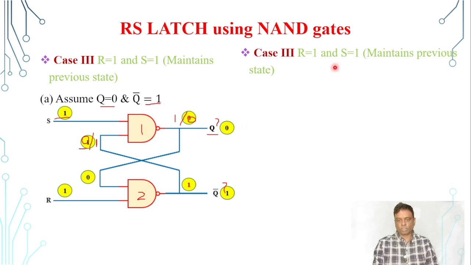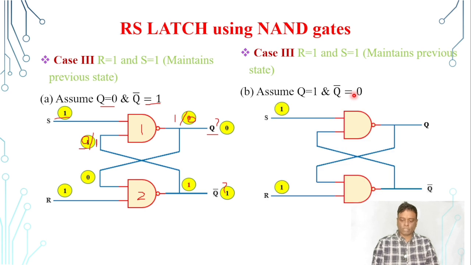Similarly, we are assuming now Q equal to 1 and Q bar equal to 0. S and R both are 1, 1. This is our NAND gate number 1, and this is NAND gate number 2. This 1 comes over here and this 0 comes over here. So NAND gate 1 has the inputs 1 and 0, and the output will be 1. In NAND gate 2, the inputs are 1 and 1, and the output will be 0. So in this case, we can see it matched our initial assumptions.